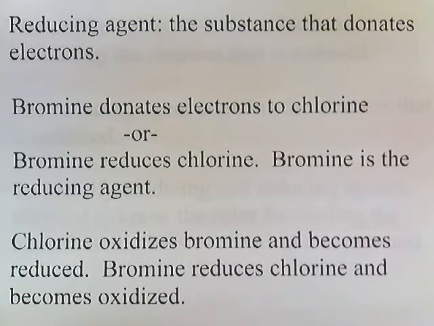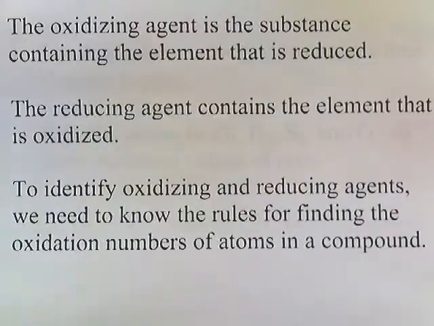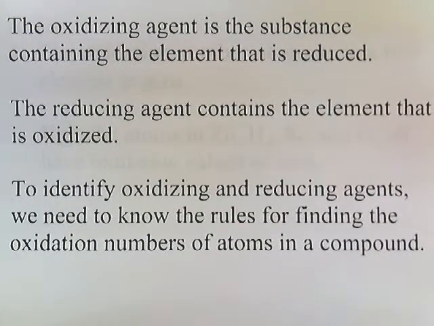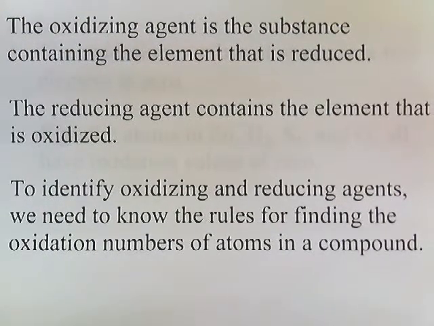Chlorine oxidizes bromine and becomes reduced. Bromine reduces chlorine and becomes oxidized. The oxidizing agent is the substance containing the element that's reduced. The reducing agent contains the element that is oxidized.